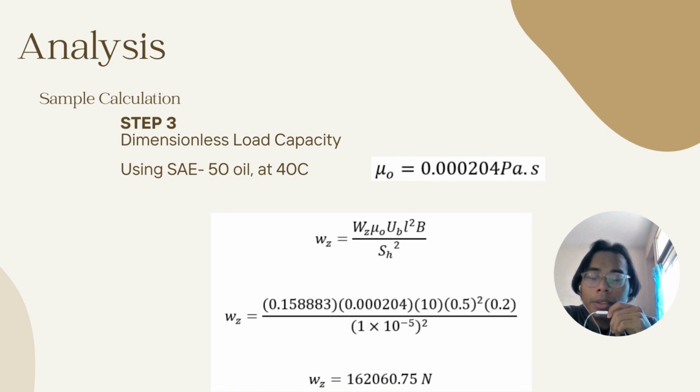Now we have come to the third and the last part of the calculation. We have to determine the oil for this step, and here we use SAE50 oil at 40 degrees Celsius. Hence, we obtain the viscosity at the given temperature. Using the previously obtained values, with the viscosity we have, we substitute the values and we obtain the dimensional load capacity.